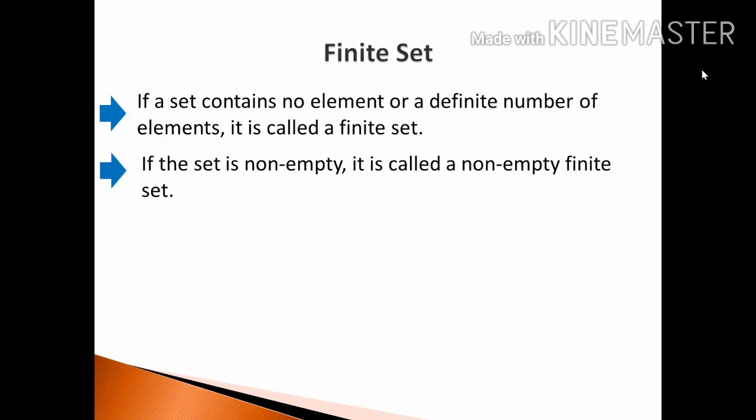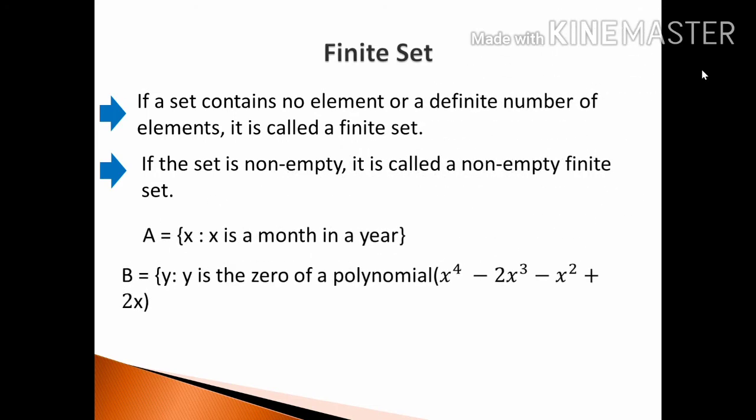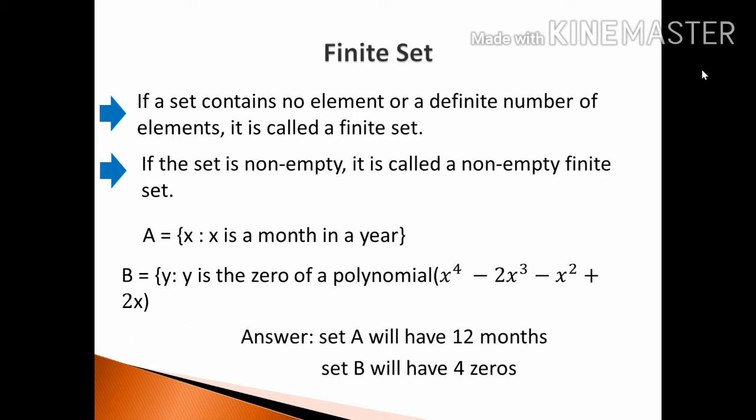Now let's proceed with a finite set. A finite set means it can be counted or terminates at a certain number or word. So let us have these two examples. We have set A, the set of all x such that x is a month in a year. We have also set B, the set of all y such that y is a zero of the polynomial equation x to the power 4 minus 2x cubed minus x squared plus 2x. Now, the answers are here. We have 12 months, and we have 4 zeros.